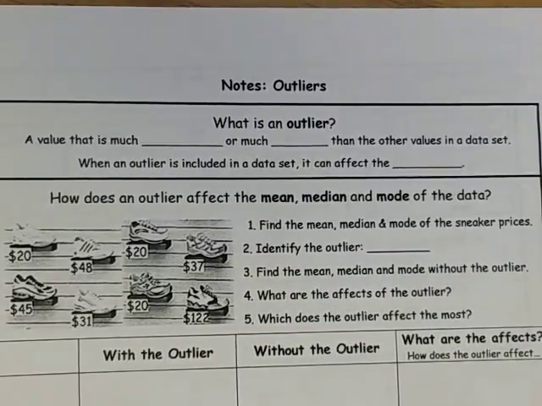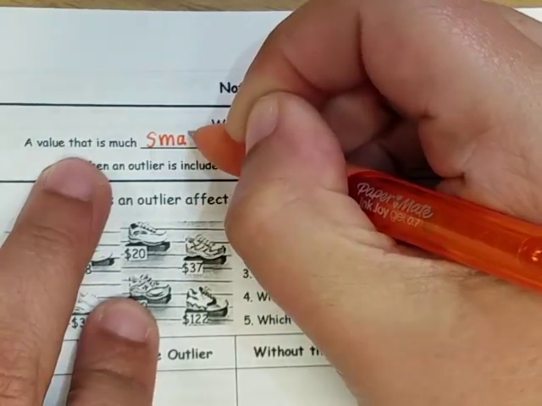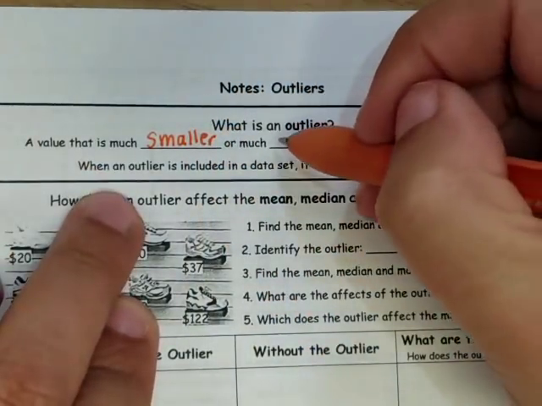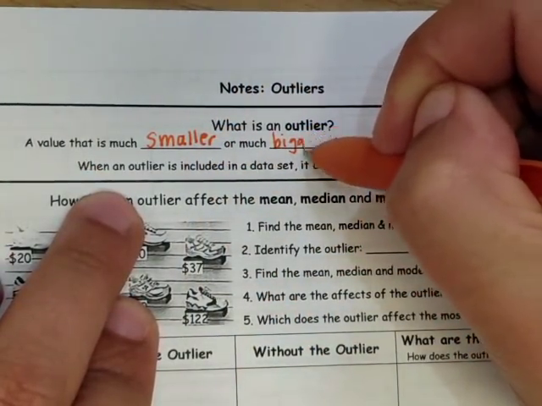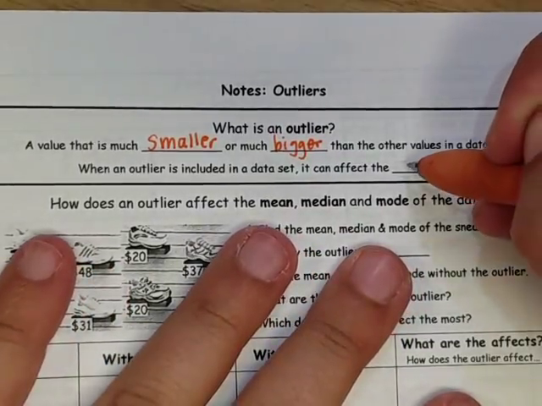So what is an outlier? It is a value that is much smaller or much bigger than the other values in the data set. When an outlier is included in the data set, it can affect the center.